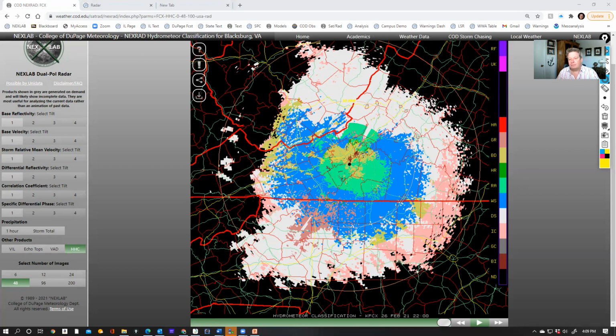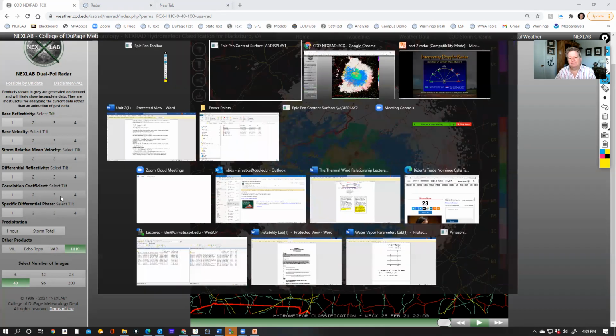There you go. Two other things. UK is unknown. So if you see this color, it means the radar is trying to figure out what it is, and we'll tell you how it does that later, but I don't know. And then RF, this purple, if you heard me mention it earlier, purple haze, this is called range folding. So RF is range folding. And we're going to talk about these other products when we get into dual pol, but not yet.